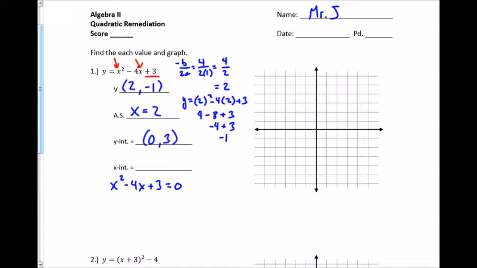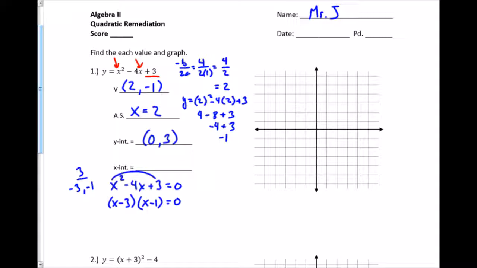And then I would want to solve this one by factoring. So I would build a bridge. That gives me a +3. Two numbers that multiply to a +3 but add to a -4 are going to be a -3 and a -1. Okay, they multiply to a +3 but add to a -4. So now I can solve this one by factoring. So I factor it. It's going to be (x minus 3) times (x minus 1) equals 0.